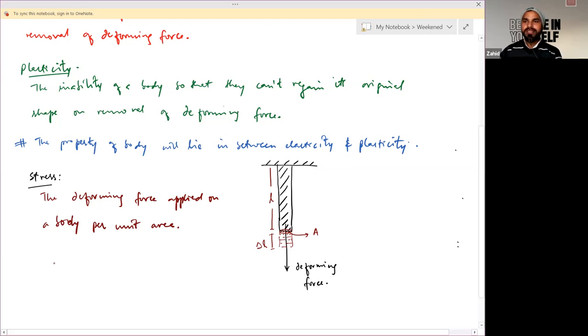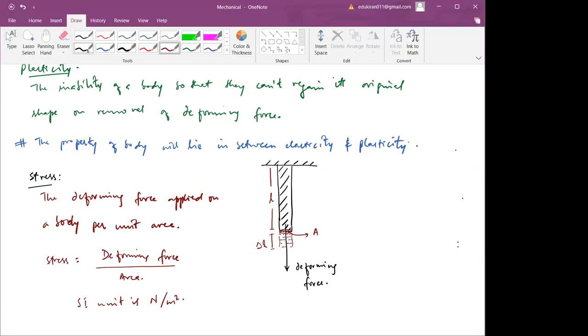So we may define stress in different types. First, stress is the ratio of deforming force divided by area of cross section. The SI unit of force is Newton and the SI unit of area is meter squared, so the SI unit of stress is Newton per meter squared. Is it clear? Yes, sir.